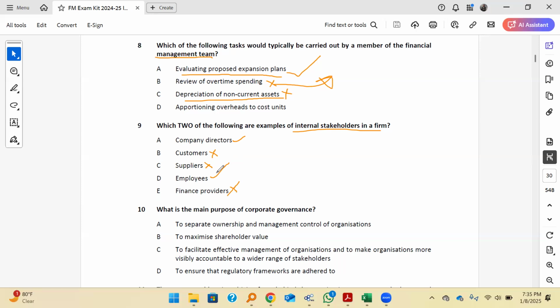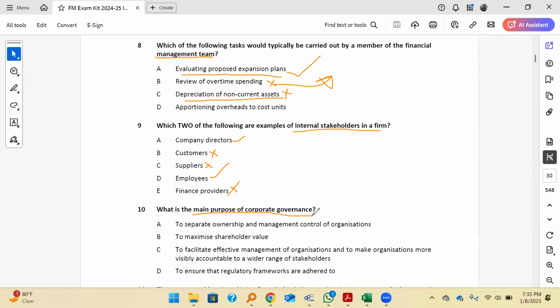So then we see another question asking us for the main purpose of corporate governance. Now this is something that you ought to know from those early papers of Level 1. I know that most of you get exempted from those papers. So if you don't know it, probably you know it from your work. But corporate governance basically looks at how an organization is going to be effectively managed.